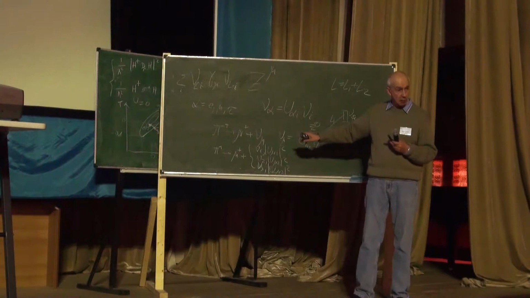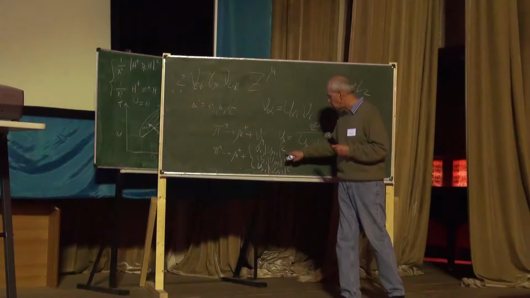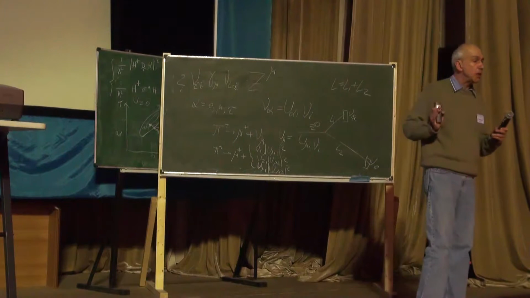So when you have a detection process, you have exactly the same situation. Exactly the same. You will detect a muon neutrino with a weight given by this formula. You will detect U1 with the weight given by this expression, U2 with this one, and U3 with this one. And that's exactly the same. The situation with production and detection is completely symmetric.